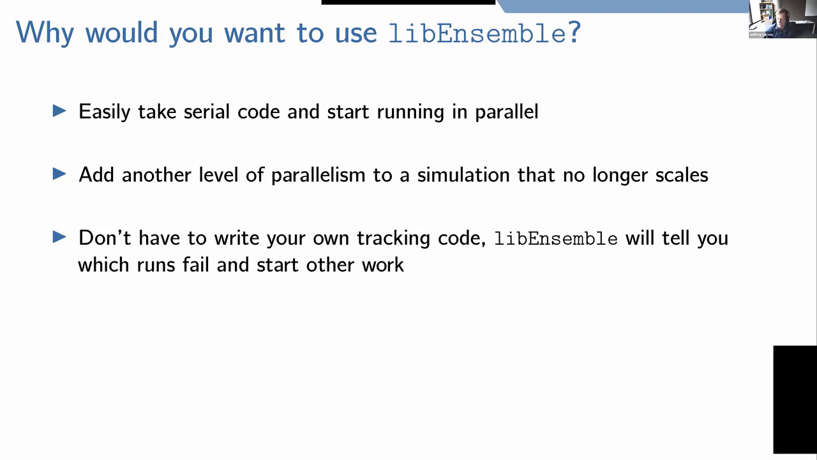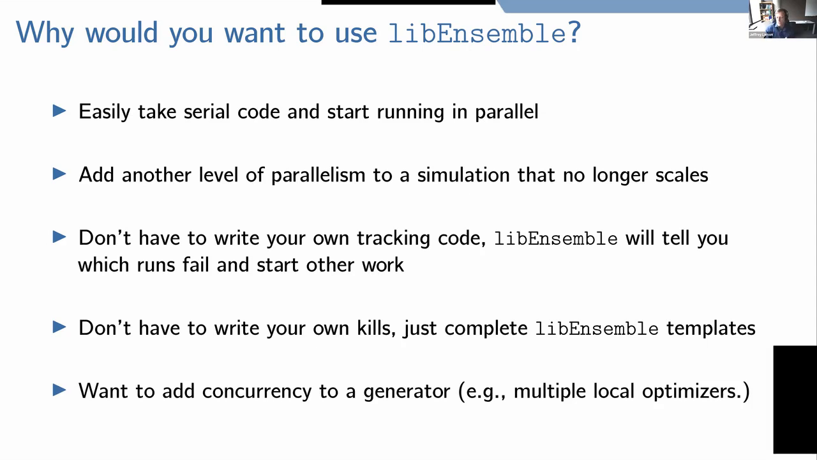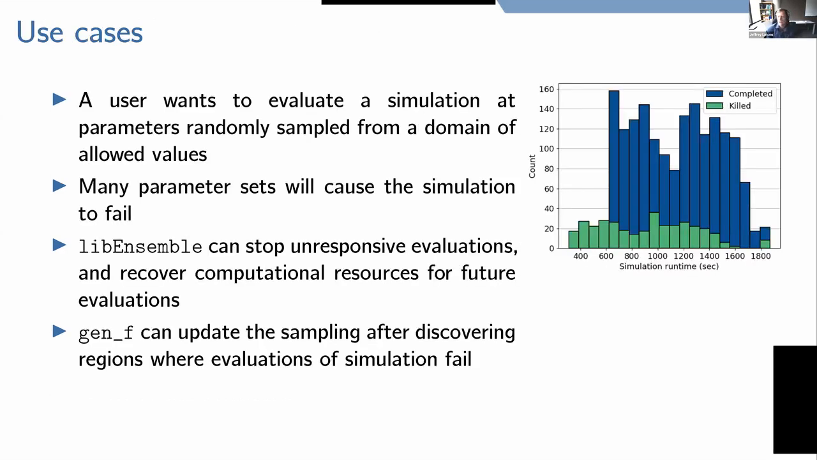You don't want to have to write your own tracking code. libEnsemble can tell you when your runs have failed and start other work. You don't want to have to write your own kills for various systems. libEnsemble already has templates for many systems for killing existing runs. You want to add concurrency to a generator. Maybe you have your favorite local optimization method that you'd like to use to do multiple local optimization runs. libEnsemble can easily support that. We have examples of such things.